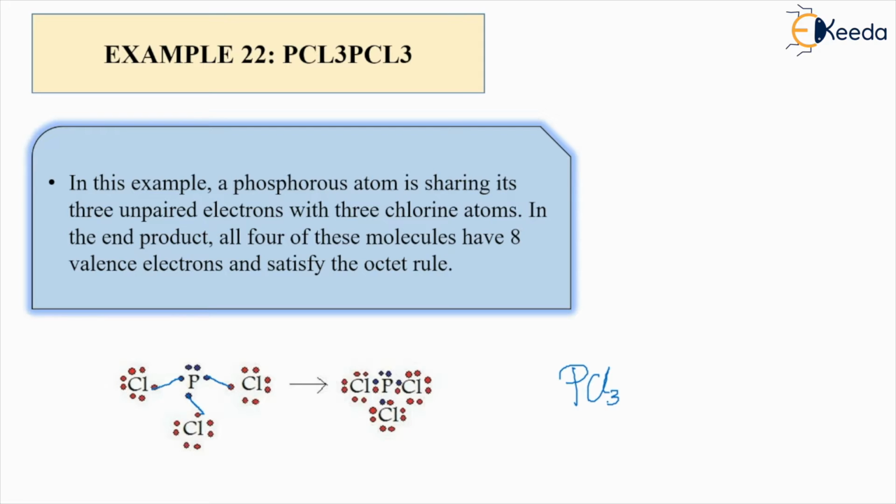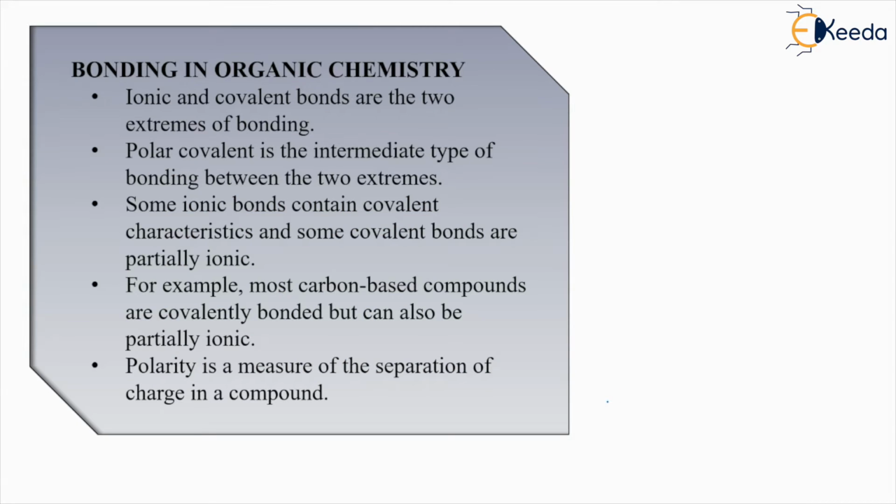In the end product, all 4 of these atoms have 8 valence electrons to satisfy the octet. So at the end, all the atoms, that means one phosphorus and all 3 chlorines, are happy and stable because all of them have attained an octet just by sharing electrons. Bonding in organic chemistry: ionic and covalent bonds are the 2 extreme types of bonding. Polar covalent bonds are an intermediate type between the 2 extremes.